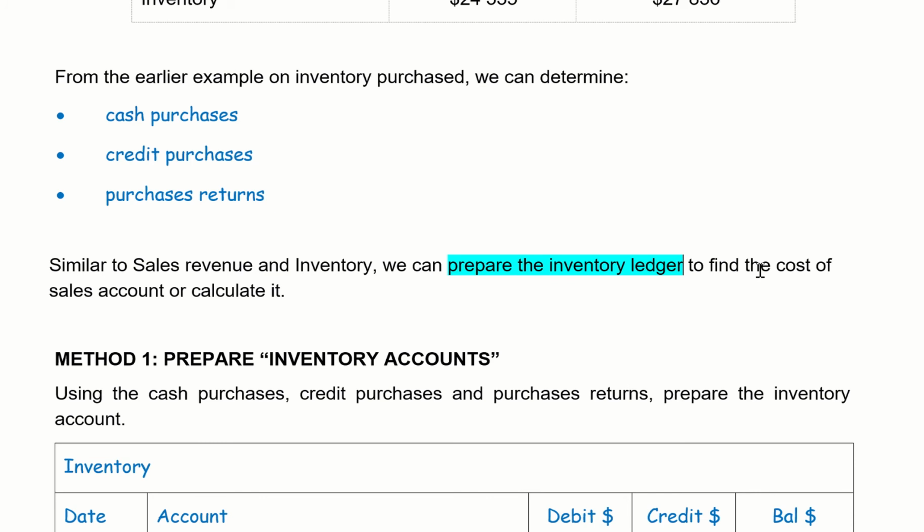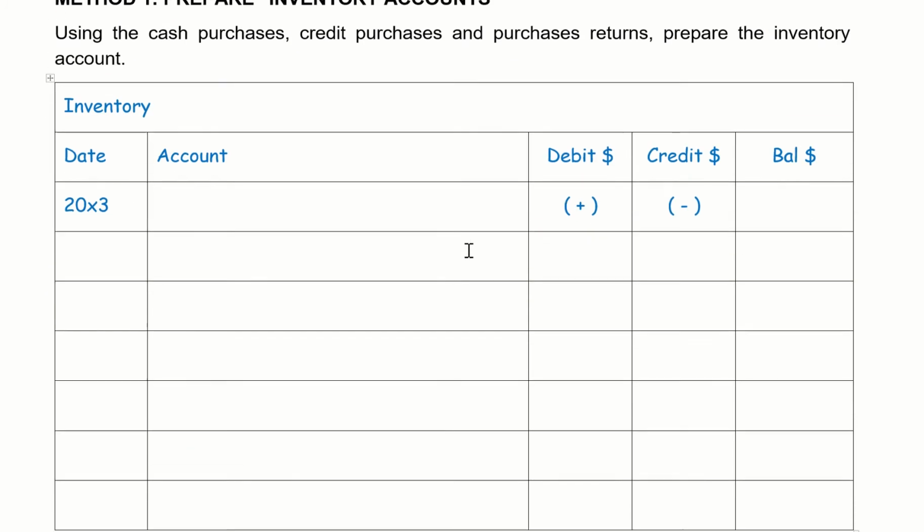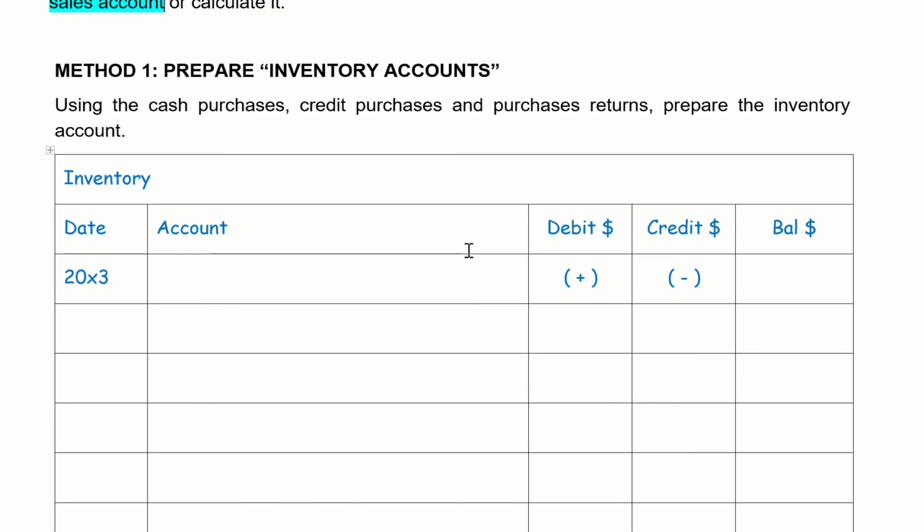Why? Because you need to find out what is the cost of sales account value. All right. So what you're going to do now is you are going to prepare the inventory account. You will need to use the cash purchases, credit purchases, and purchase returns, all from example 2. And you're going to prepare the inventory account.